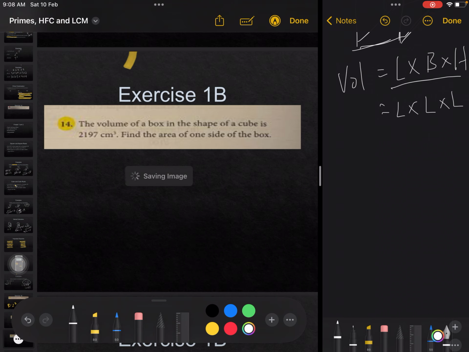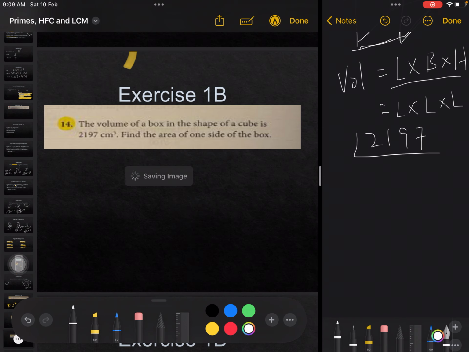So how we approach this is by prime factorization. We do the prime factorization of 2197. Since it's an odd number, we cannot divide by 2. Can we divide by 3? No. Divide by 5? No. How do I know that it cannot divide by 3? Because 2 plus 1 plus 9 plus 7 equals 19, and 19 is not divisible by 3. So let's say we divide 2197 by 7. Cannot.